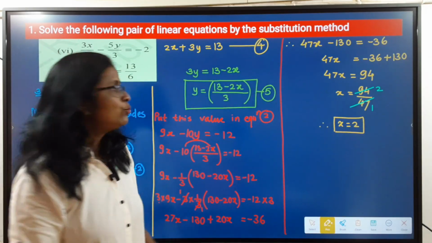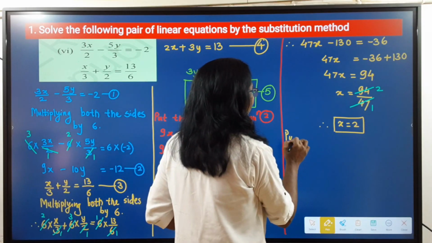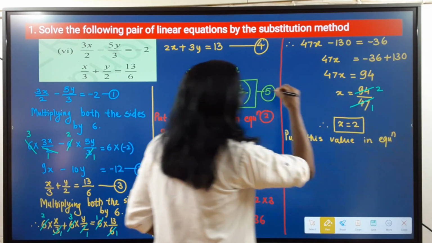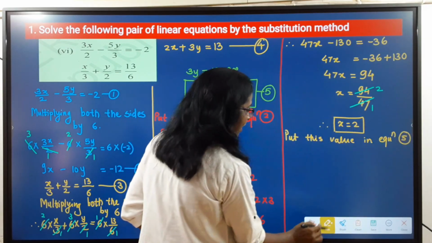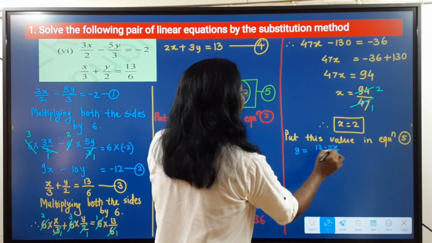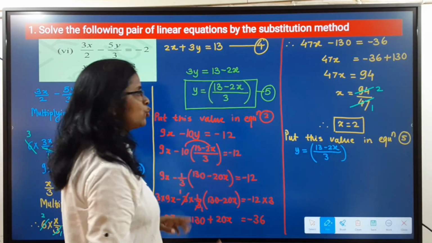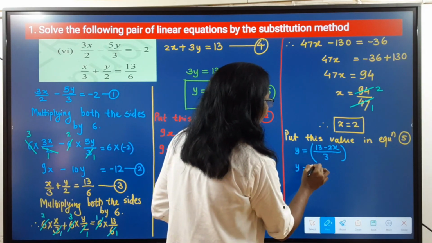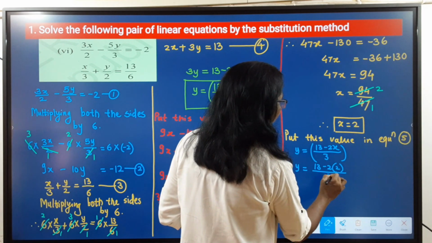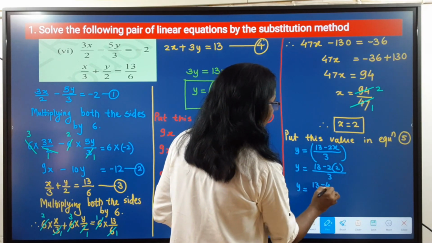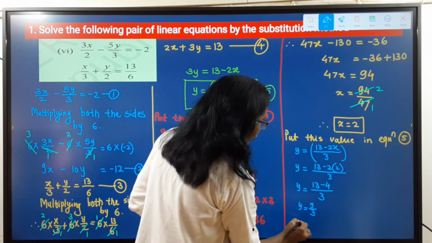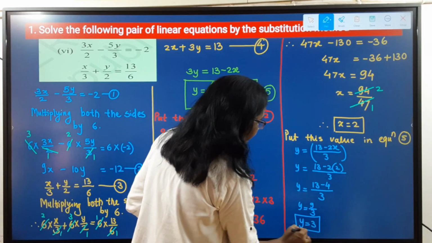Okay students, now put this value of x in equation 5. I write down the fifth equation, y is equal to (13 minus 2x) upon 3. Then y is equal to (13 minus 2 multiplied by 2) divided by 3. So y is equal to (13 minus 4) upon 3, that is 9 upon 3. So y is equal to 3.